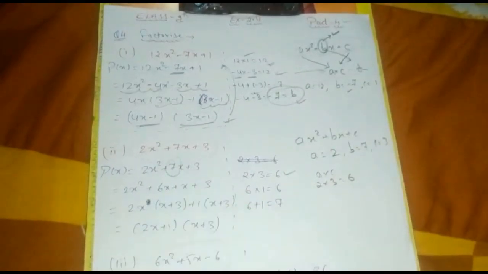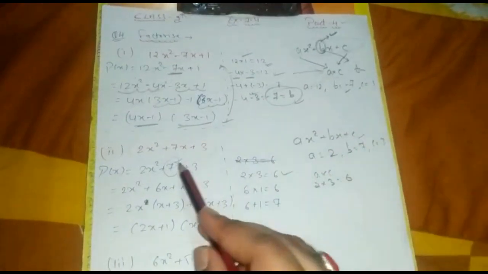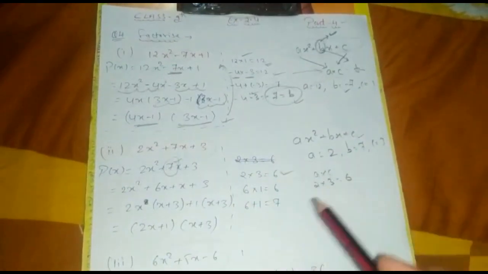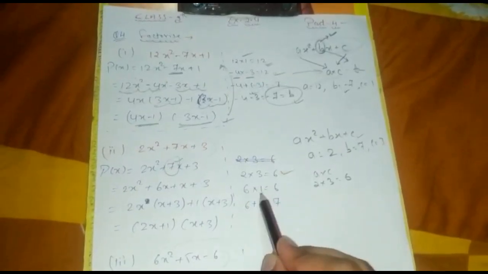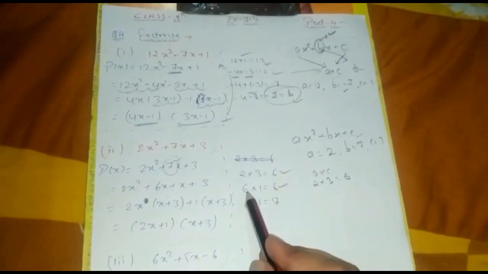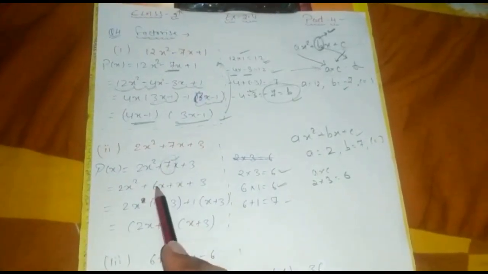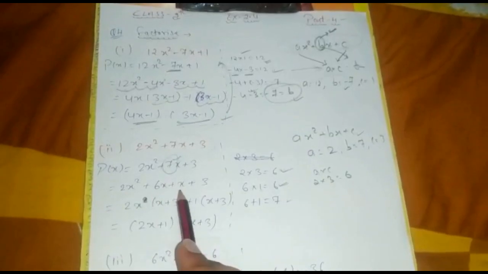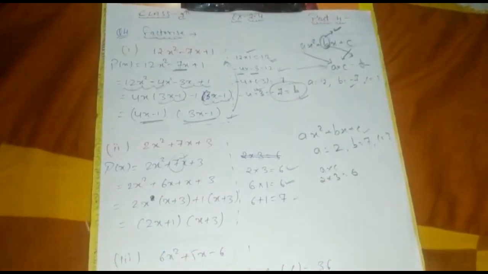Now you have to find out two numbers which, when we add them, give plus 7, that is the value of b, and when we multiply them, give 6. So here the two numbers are 6 and 1. When we multiply, 6 into 1 is 6, and when we add, 6 plus 1 becomes 7. So can we write 7x as 6x plus x? So 6x plus x plus 3, and 2x square is here.